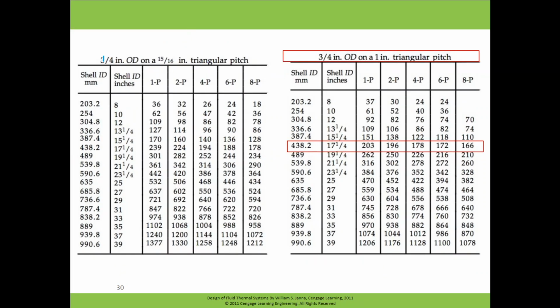So this is the 3/4 inch outer diameter and 15/16 inch triangular pitch. In our case, the pitch is 1 inch. So the 3/4 inch outer diameter and 1 inch triangular pitch is our case, and the shell inner diameter is 438.2. This is basically our point of concern: this is the shell diameter, and how many passes do we have in the problem given.